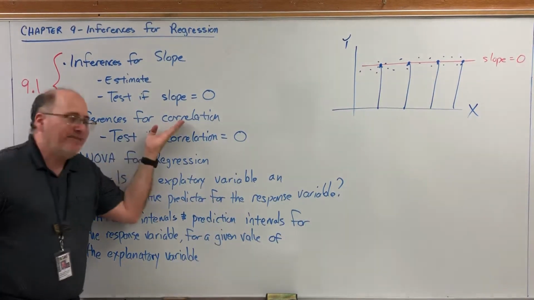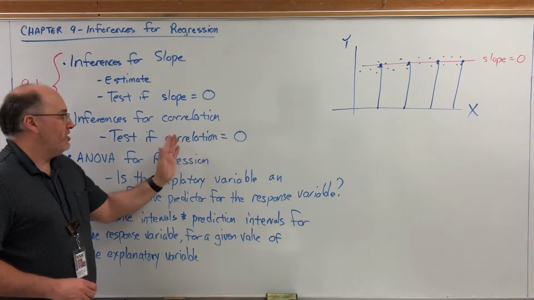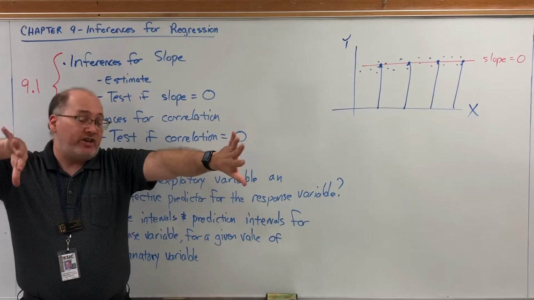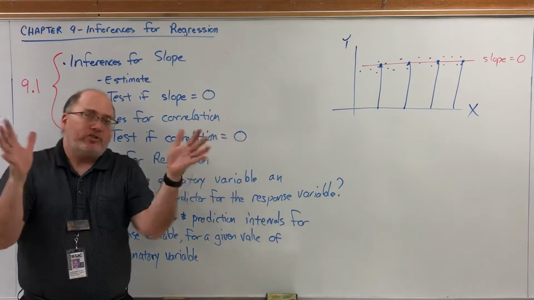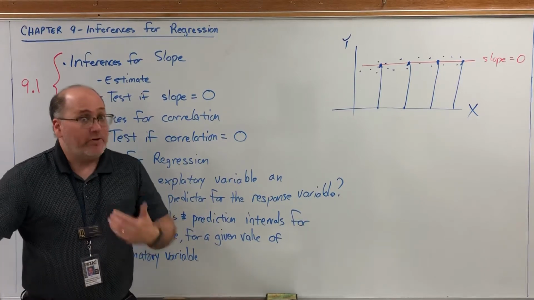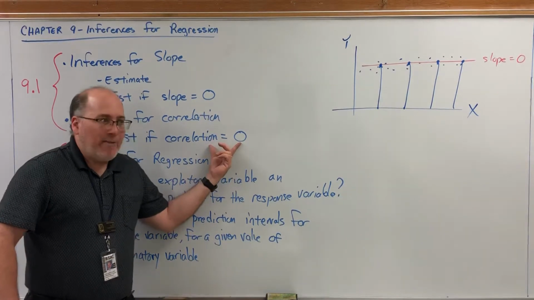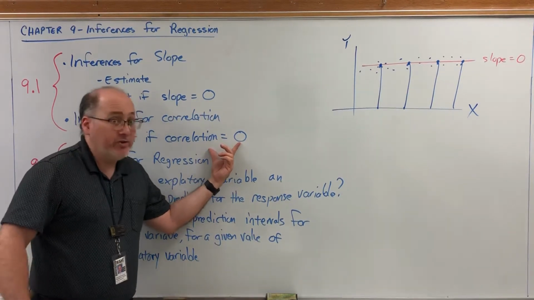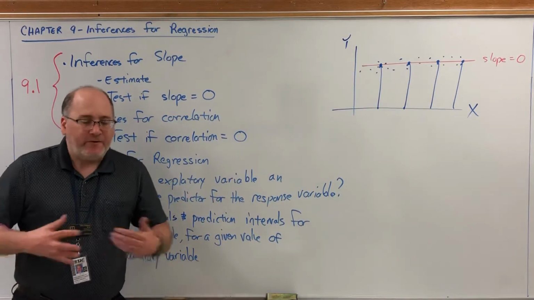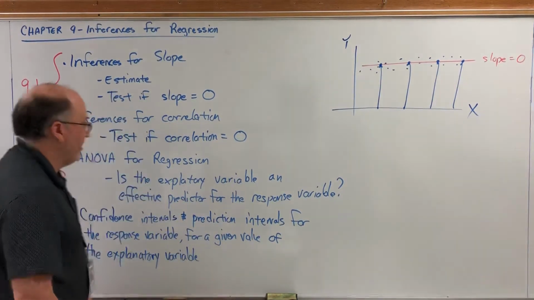Also in 9.1, we're going to look at inferences for correlation. Remember that correlation attempted to measure the linear association between two quantitative variables. Correlation is always between -1 and 1, and values at the extreme end of that range indicate a strong linear association, whereas values closer to the middle, aka 0, indicated the lack of or a very weak linear association. So if we test correlation is equal to 0 and we accept that hypothesis, we're basically saying there's not a linear association. That doesn't mean there's not an association. That just means if there's an association, it's not linear. It could be something else like exponential or parabolic.